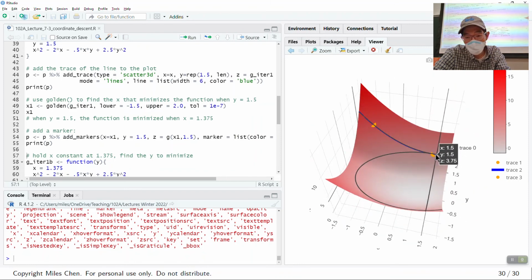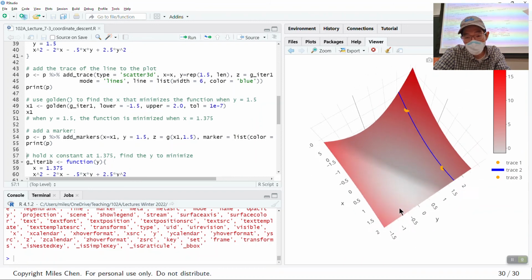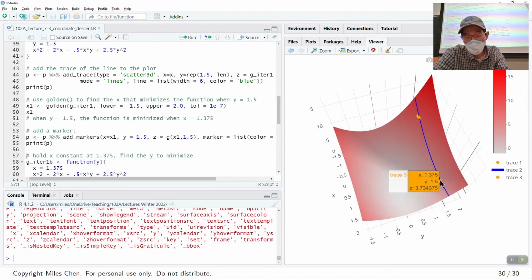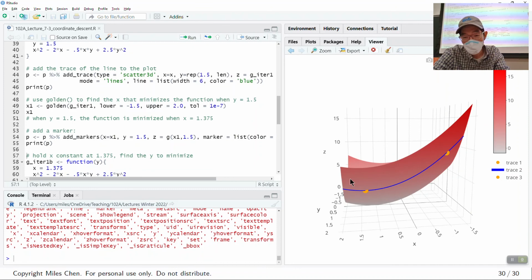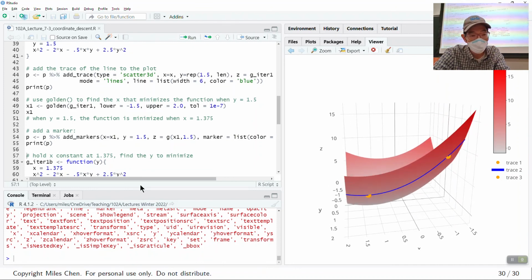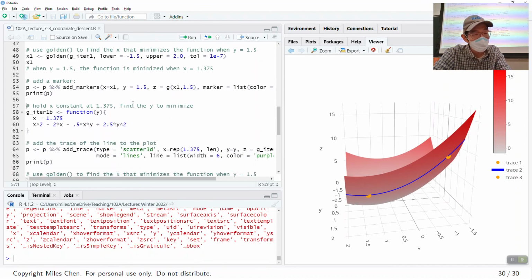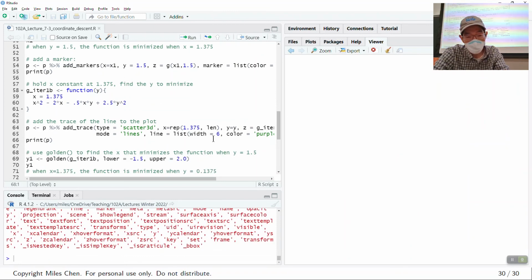Okay, so it's minimized at this location at x equal to 1.375. Y is held constant to be 1.5. This is my location. All right, so this blue line is minimized at x equal to 1.375. Okay, now that x is 1.375, I'm going to hold x constant at 1.375, and let me show you what this trace will look like, okay?